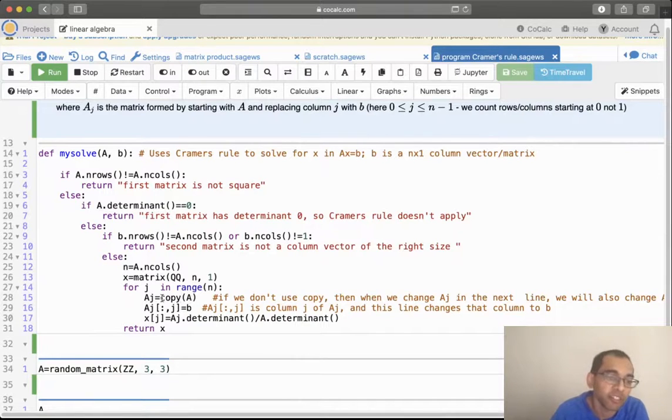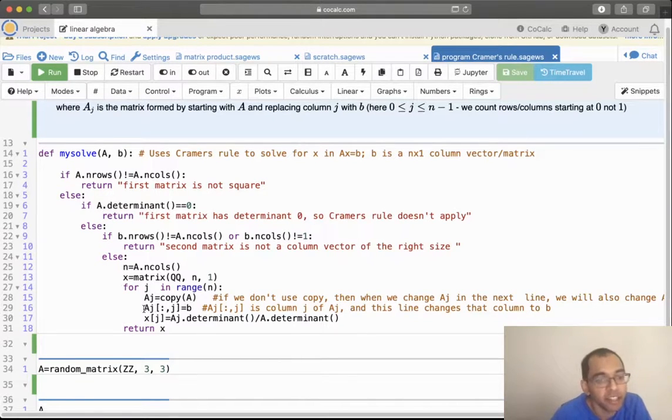Now, I discovered while making this tutorial that I have to use this word copy A. That's because if we don't use copy, then when we change A sub j by replacing a particular column, we're also going to change A. It's just a funny quirk of how Python works, and involves references and pointers and things in memory. But anyway, A sub j is a copy of A. So basically it's the same as A, but in a different spot in memory.